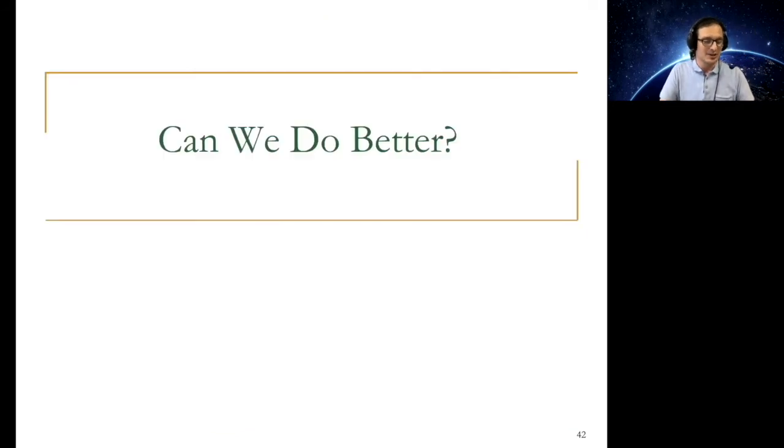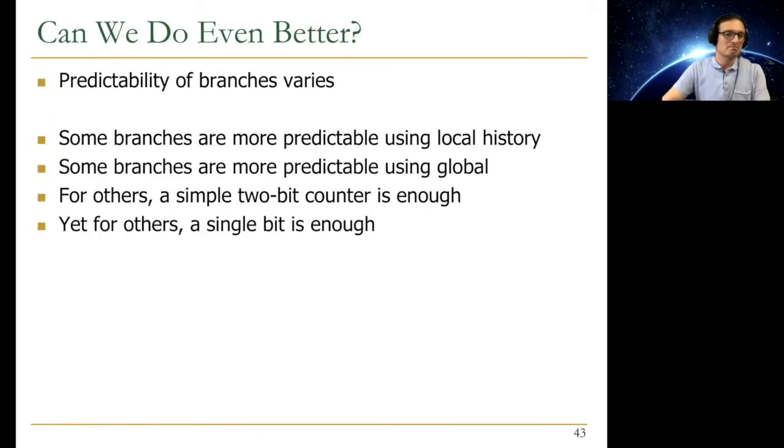So of course, we don't stagnate. The question is, can we do better always, right? And we're going to do better basically than this as well. So we've seen different kinds of predictors that exploit different types of predictability in branches. And predictability of branches actually varies.